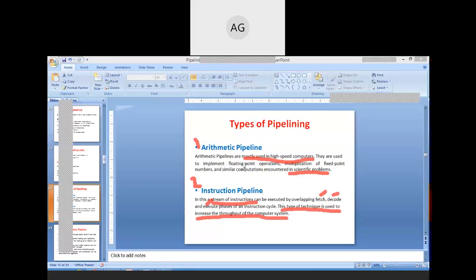Let us discuss these pipelines in detail in the next slide. First, we are going to discuss the arithmetic pipeline. Moving to the next slide.